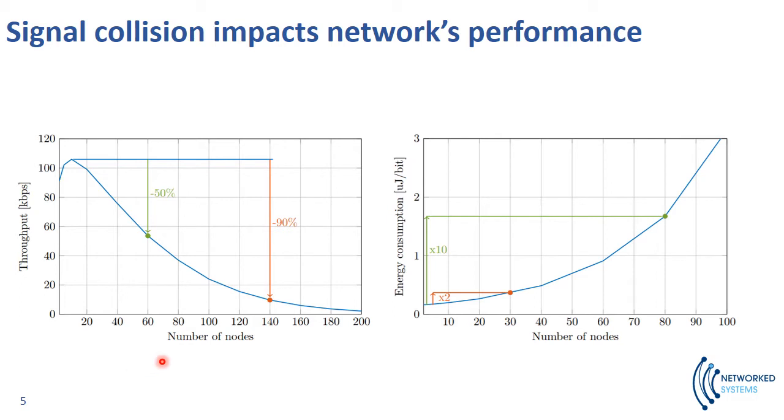So in the graph at the left, you see when we increase the number of nodes to, let's say, 140, the throughput gain decreases 90% compared with the case that we have 10 nodes. The graph at the right shows the energy consumption performance. So you see, for example, with a network with 80 nodes, the network has to consume 10 times more energy compared with the network with 2 nodes. And that's why we have to find a solution to resolve the impact of signal collision.